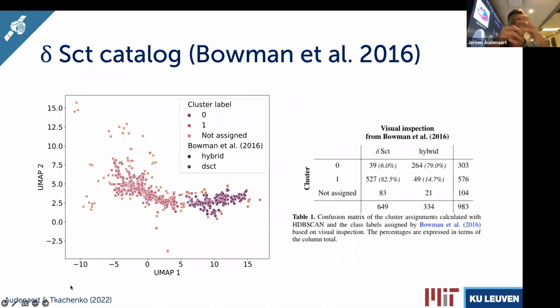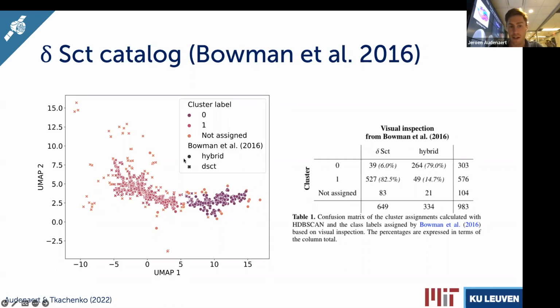Now, what we then did is we applied this to a catalog of known delta Scuti stars. So we calculated all the multiscale entropy curves for each of the stars in the catalog. And then we reduced the dimensionality to 2 dimensions, and then we clustered it with HDBSCAN. And we found that our methodology is actually very strong at separating the hybrid pulsators from the pure delta Scuti stars in here. So on the left, you can see the delta Scuti stars in red, while on the right, you actually see the hybrid stars.